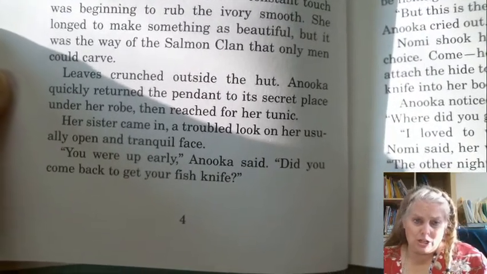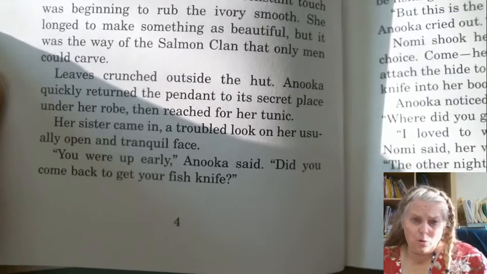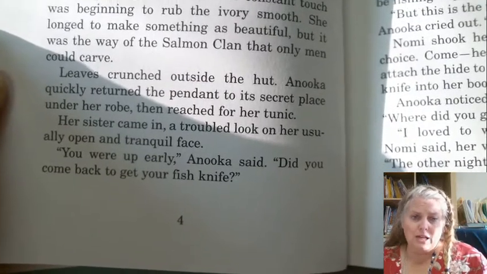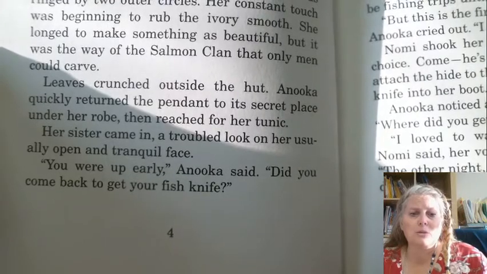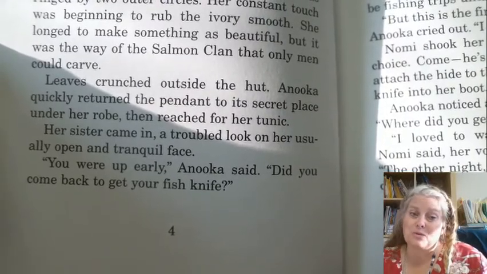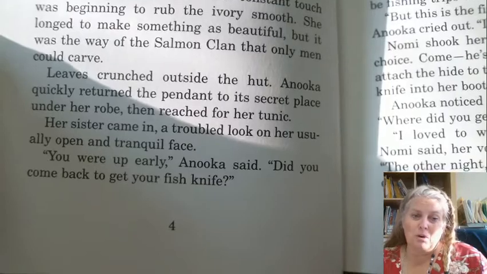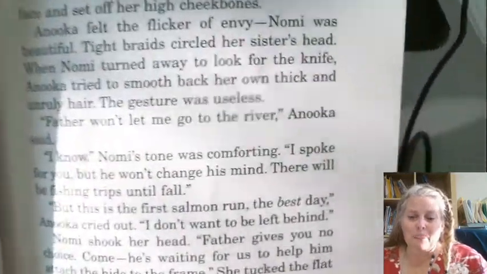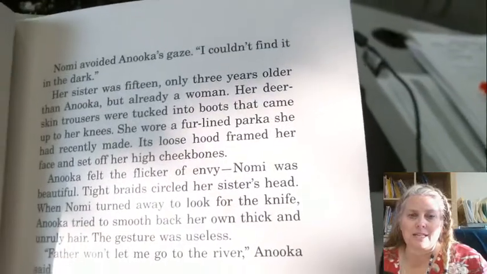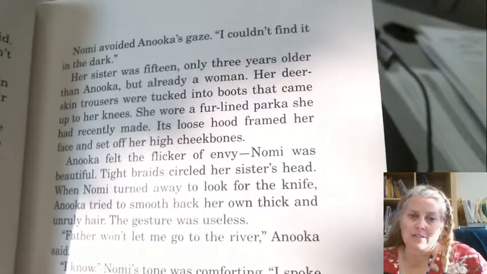Leaves crunched outside the hut. Anouka quickly returned the pendant to its secret place under her robe, then reached for her tunic. Her sister came in, a troubled look on her usually open and tranquil face. "You were up early," Anouka said. "Did you come back to get your fish knife?" Nomi avoided Anouka's gaze. "I couldn't find it in the dark."